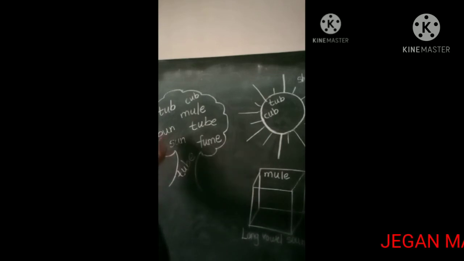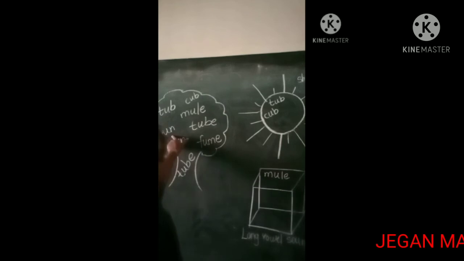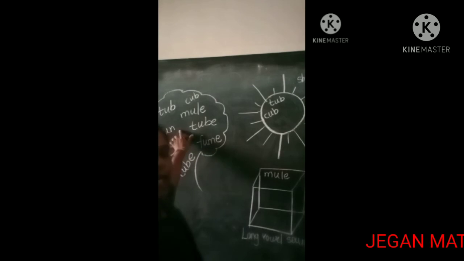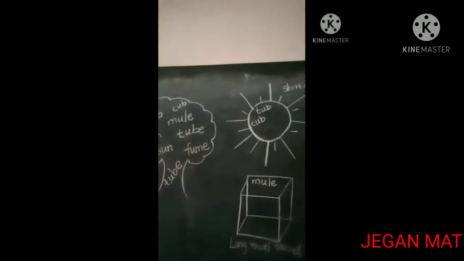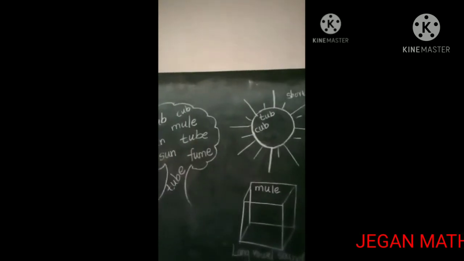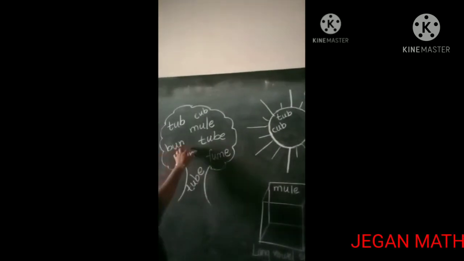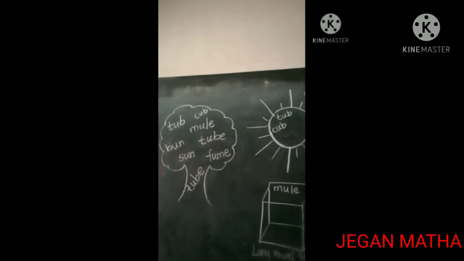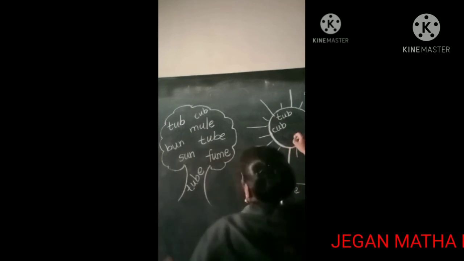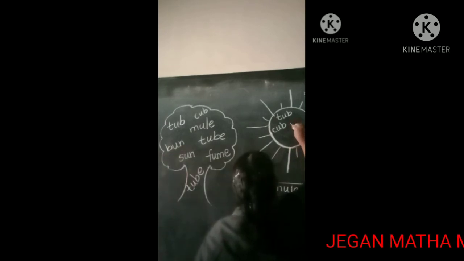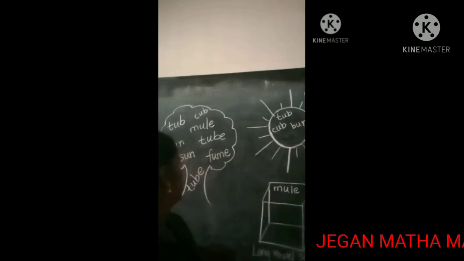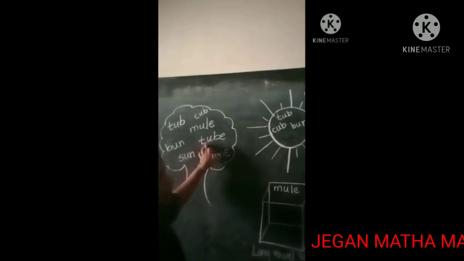Now see the next one. What is this? Bun. B-U-N, bun. Here we can hear the sound of the letter. A bun. So bun also has short vowel sound. Write it down.